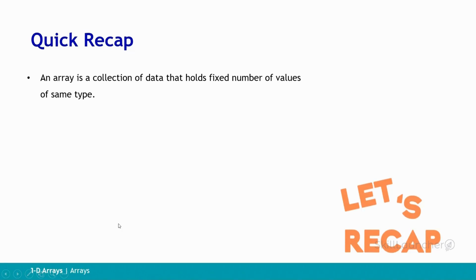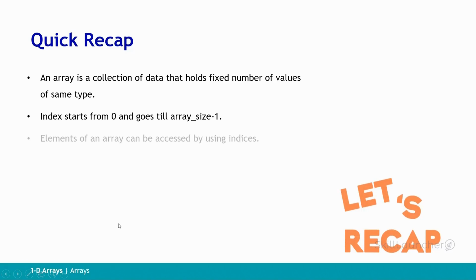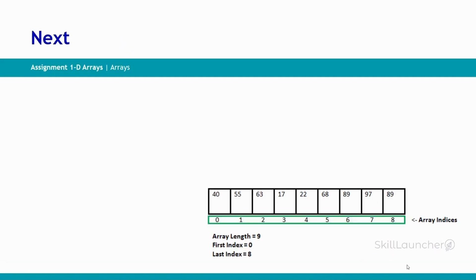Let's have a quick recap. An array is considered as a collection of data that holds a fixed number of values of same type. The index of array starts from 0 and goes till array size minus 1. The elements of array can be accessed by using indices. Next, we have a small assignment based on 1D arrays and accessing their elements, where we would calculate the average of the numbers given in an array.